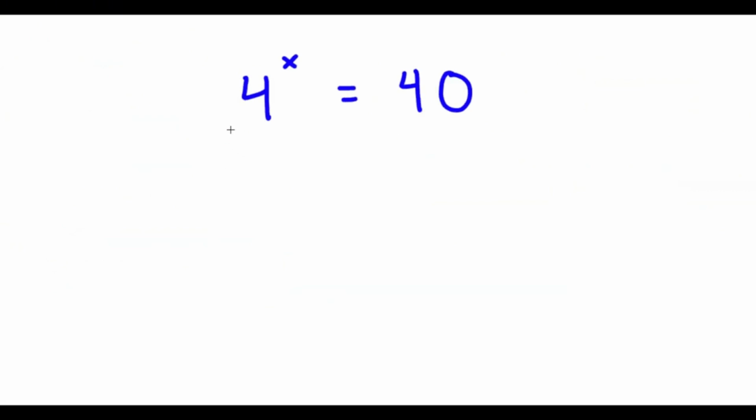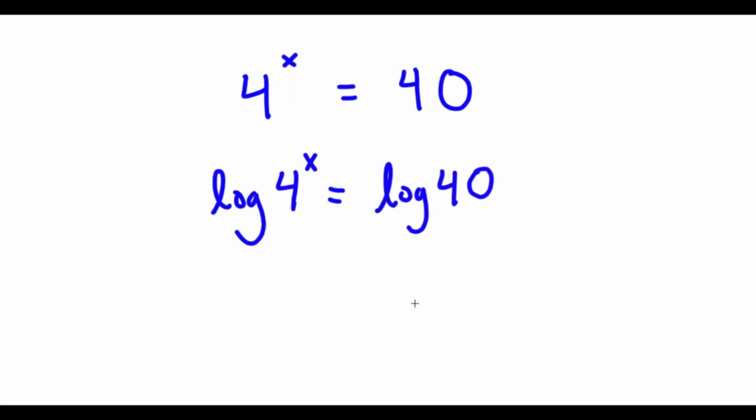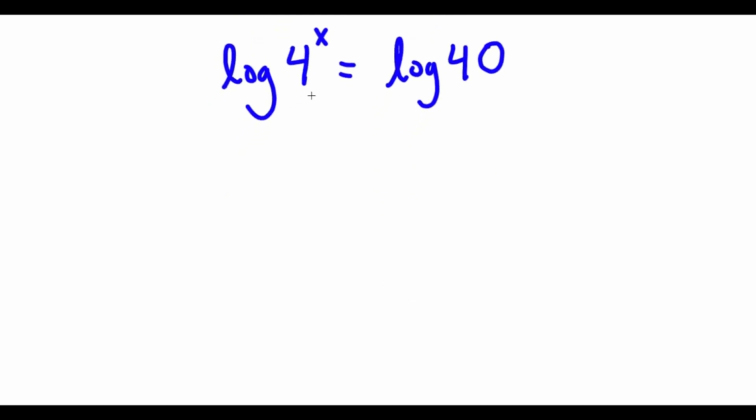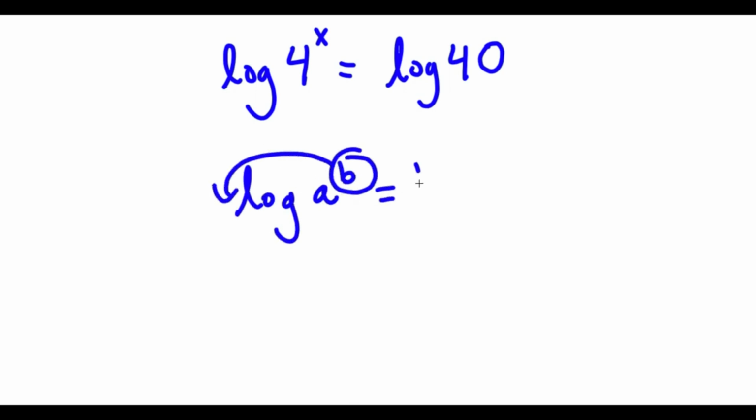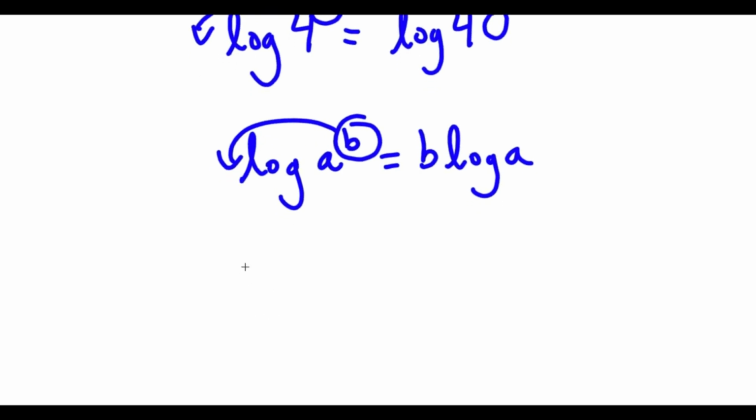Alright, so in this problem, I have 4 to the power of x is equal to 40. So to solve this, I'm going to first start by taking the log on both sides. So now I have log 4 to the power of x is equal to log 40. Now, if I have something in the form log a to the power of b, I can move this exponent b to the front. So this is equal to b times log a. So in this case, I have log 4 to the power of x, so I can move x to the front.